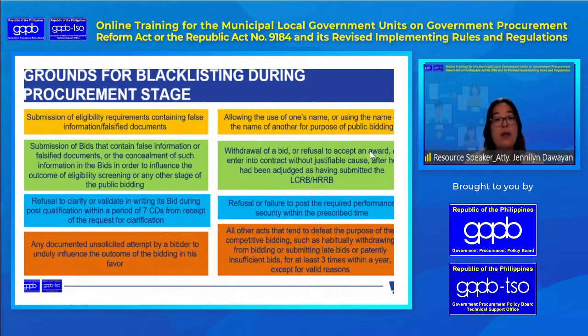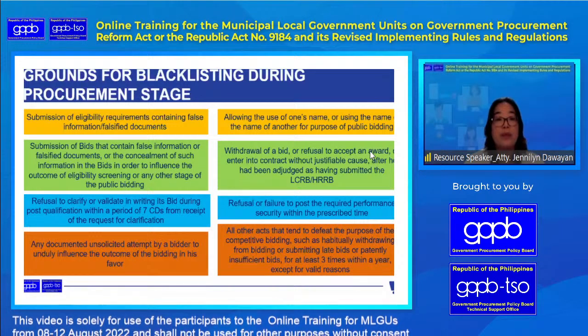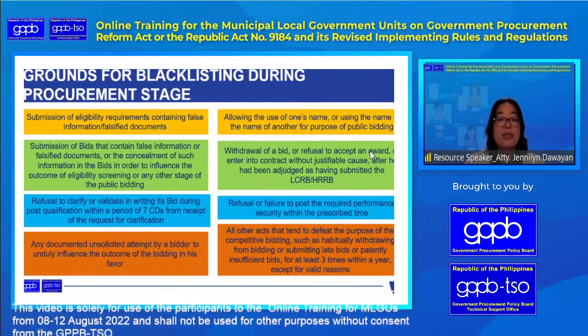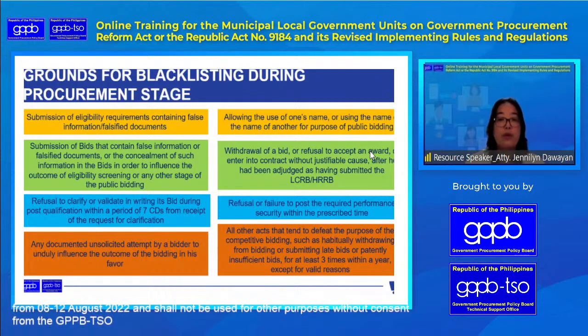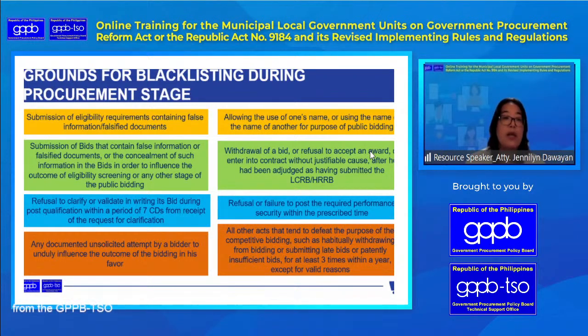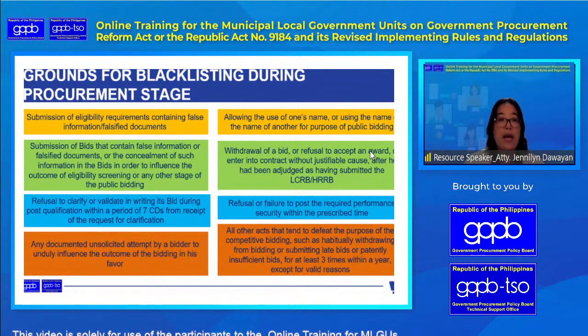And then the sixth one is the refusal or failure to post required performance security within the prescribed time. So the bidder is allowed to post within 10 calendar days ba yun, to post yung performance security upon notice, no? And if he's not able to post yung performance security, then it's again a reason for blacklisting.